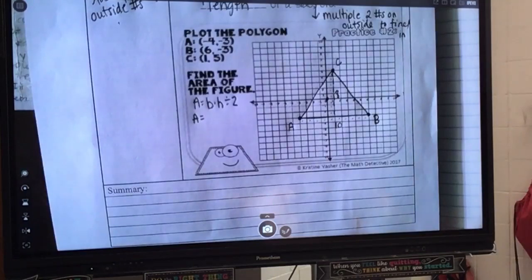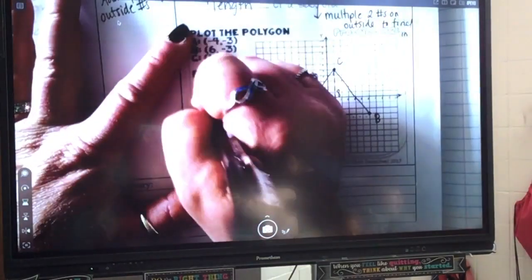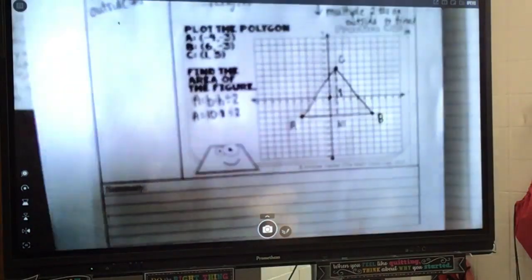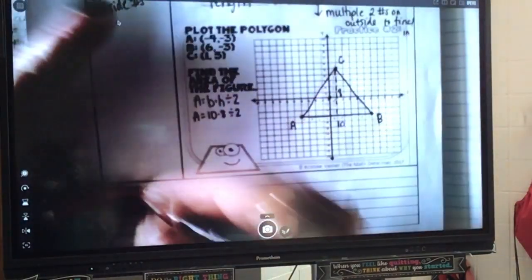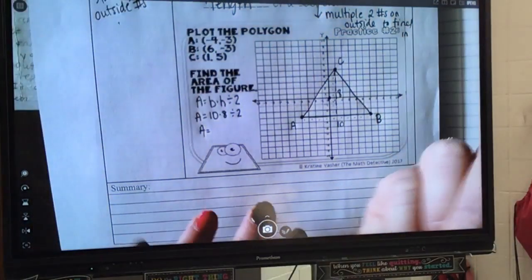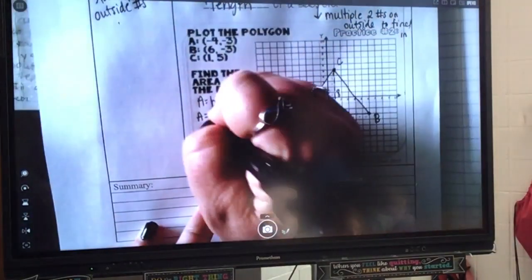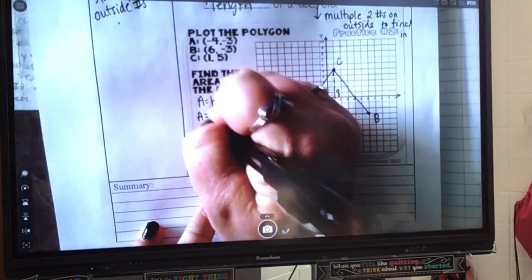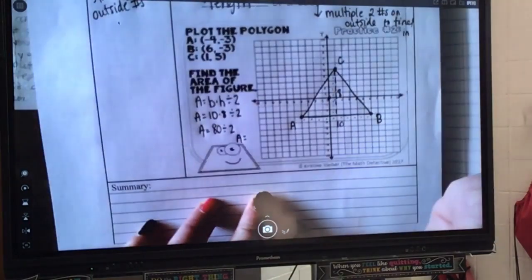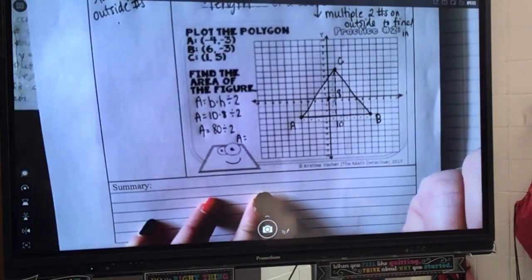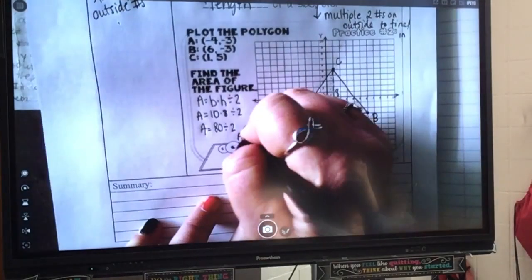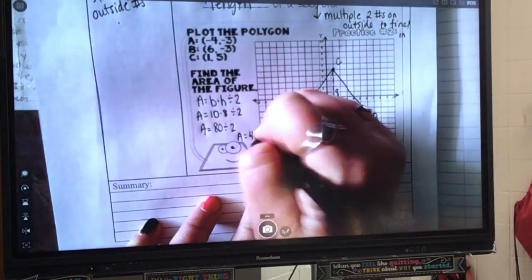Okay? Alright, so now we know our base. So we're going to do 10 times 8 divided by 2, and this just becomes an order of operation problem. So what is 10 times 8? Gemma? 80. And then I'm going to divide that by 2, and my area for this shape is what? What's 80 divided by 2? William? 80 divided by 2 is 40. Alright, so we have 40 units squared.